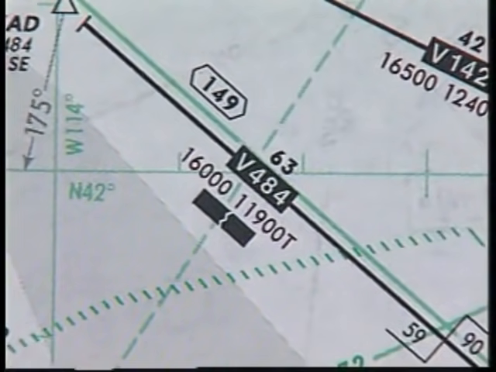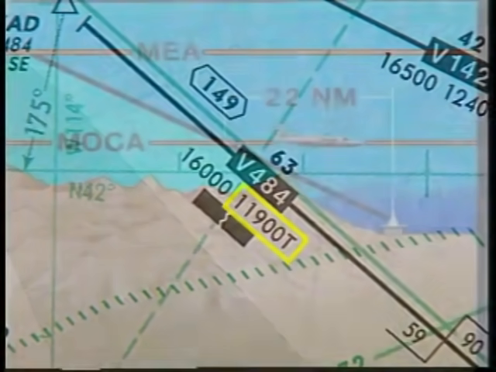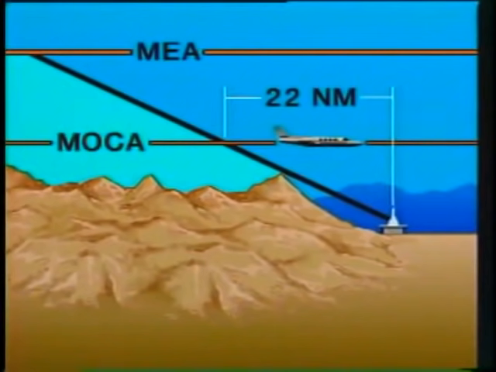In addition to an MEA, some route segments also provide a minimum obstruction clearance altitude, or MOCA. The letter T for terrain is shown with the MOCA to distinguish it from the other types of altitudes. The MOCA meets obstacle clearance requirements but only provides reliable signal reception when you're within 22 nautical miles of the navigational facility.